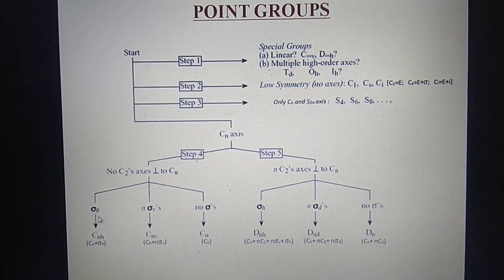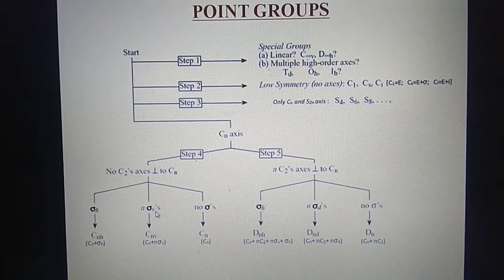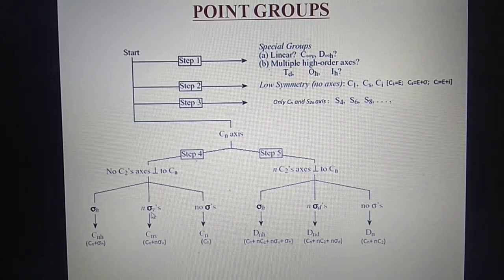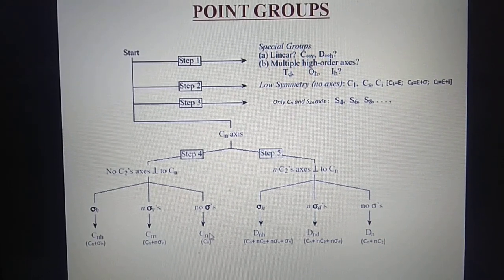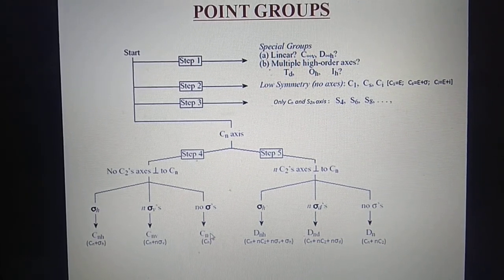If sigma h is absent, then we have to look whether n sigma v's are present or not. If n sigma v's are present, then the point group would be Cnv. And if there is an absence of any reflection plane, any sigma, then the point group would simply be Cn.